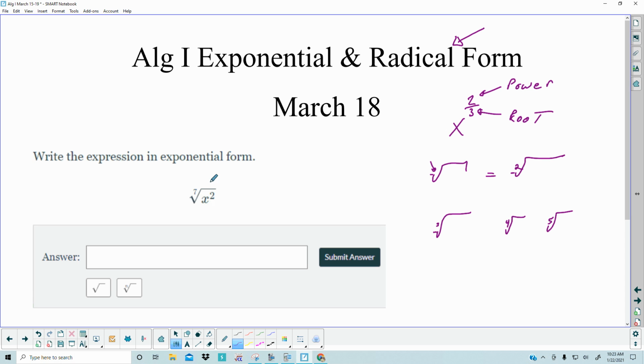Okay, so how do I translate this? Well, the power is 2, and the root is 7. Power, root. This would be the same thing as x to the 2 sevenths. Okay, x to the 2 sevenths. Let's try another one.